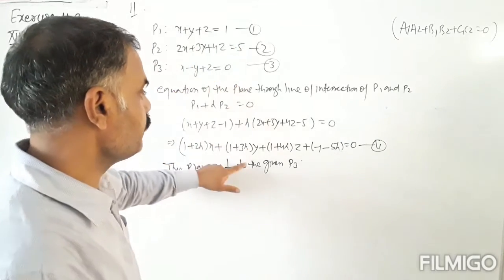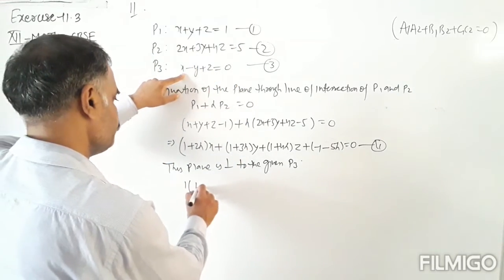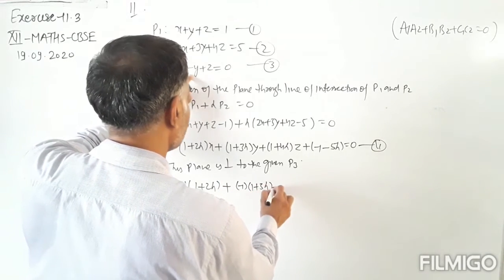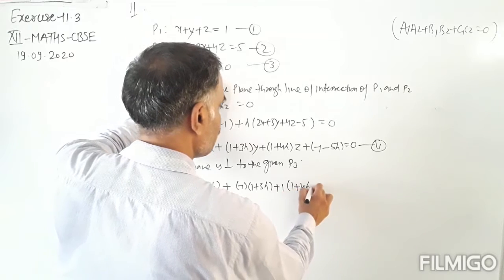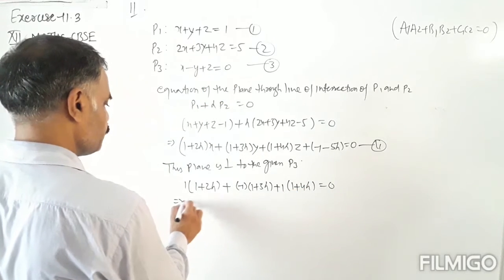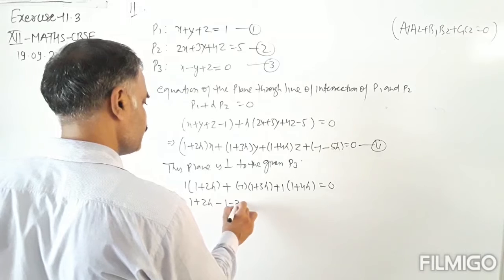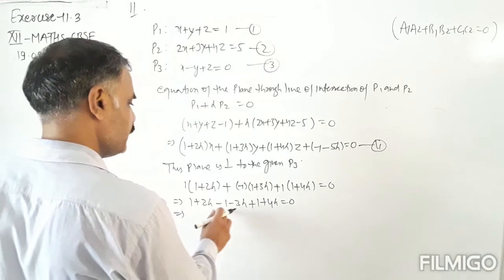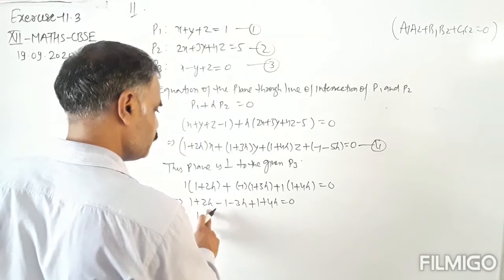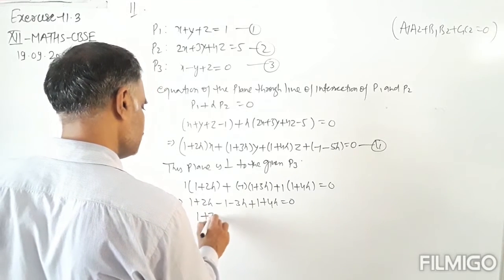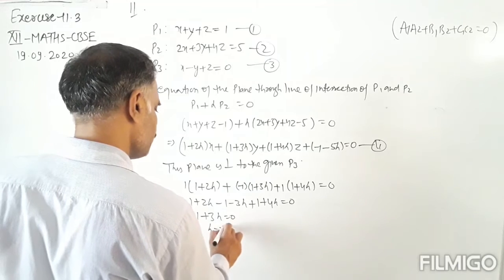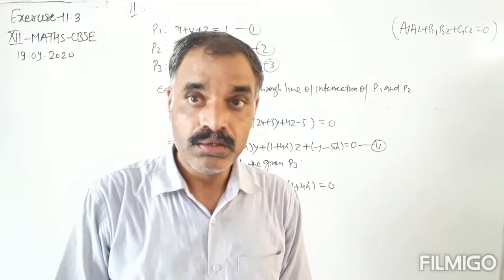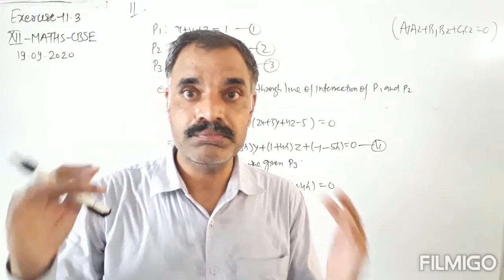So the third plane is perpendicular to this plane means 1 into (1 plus 2 lambda) plus minus 1 into (1 plus 3 lambda) plus 1 into (1 plus 4 lambda) is equal to 0. So 1 plus 2 lambda minus 1 minus 3 lambda plus 1 plus 4 lambda is equal to 0. Means 1 plus 3 lambda is equal to 0. Lambda is equal to minus 1 by 3. So lambda has been found.